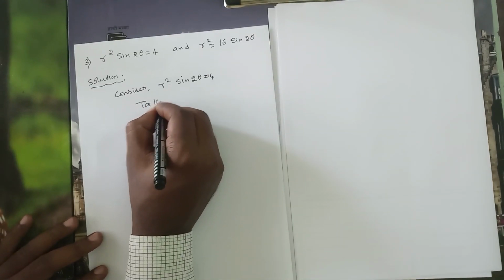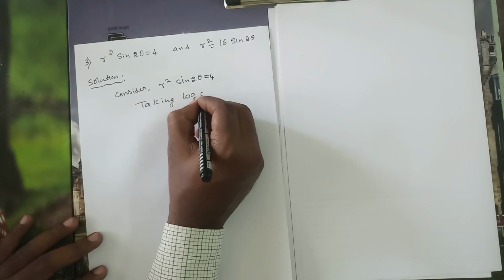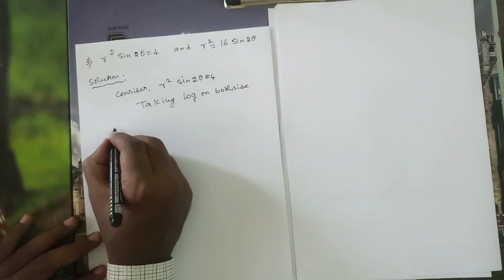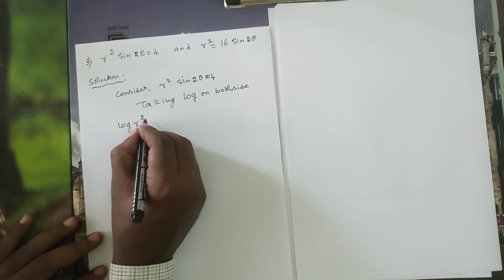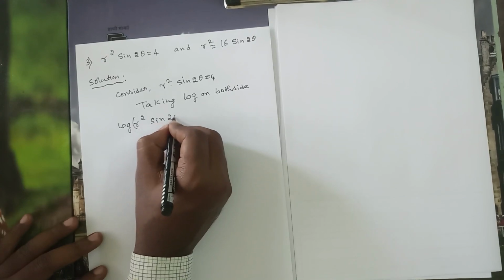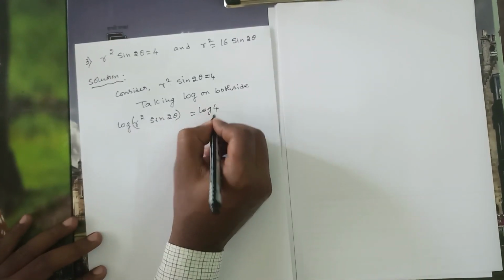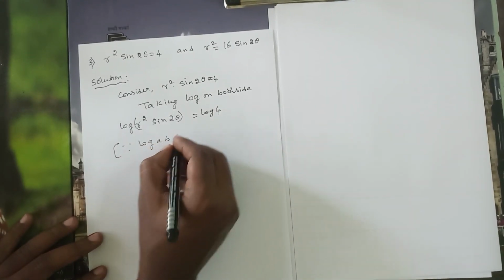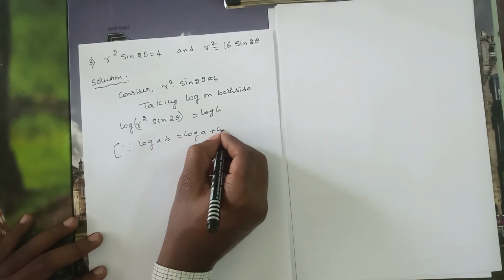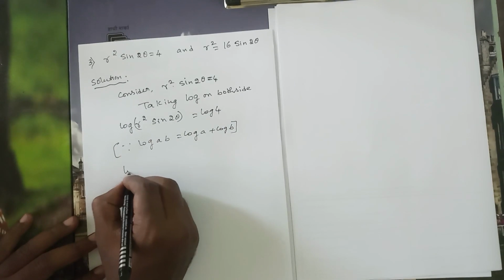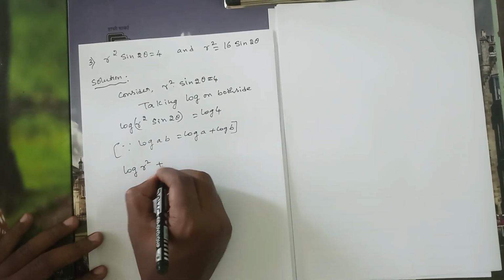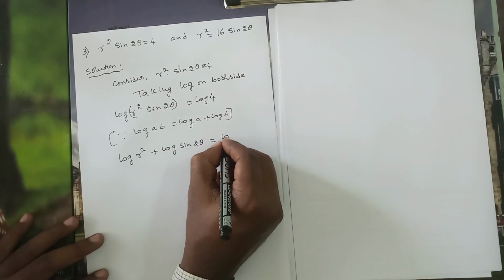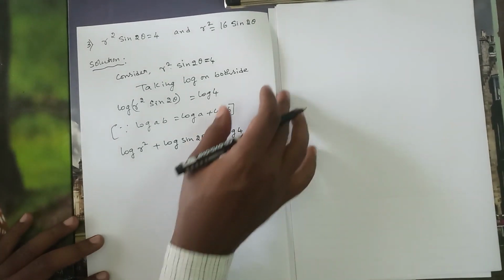So taking log on both sides, what do I get here? Log of r square sine 2 theta equals log 4. So here you have to use the formula log AB equals log A plus log B. So what do you get? Log r square plus log sine 2 theta equals log 4.